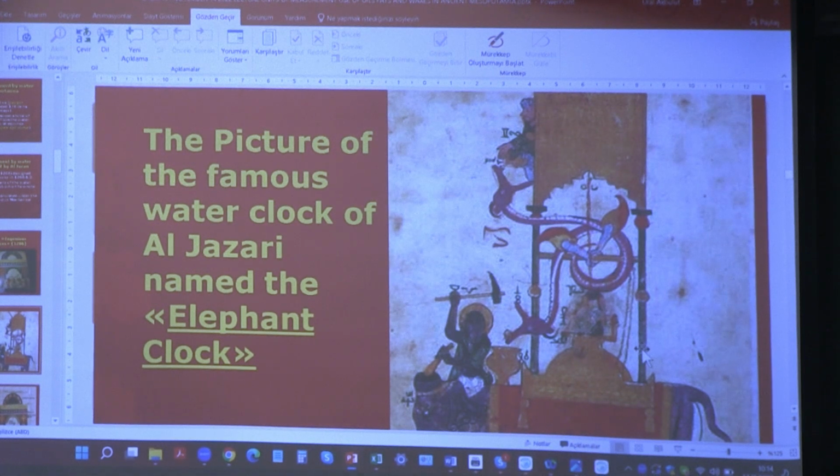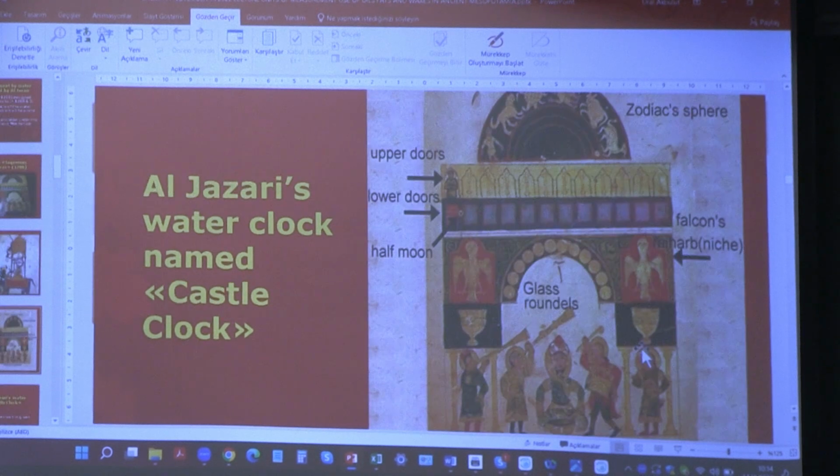Because you can see the elephant here, and you can see that there are some mechanical devices, and it's not only the water dropping, but also you can hear some music, some gongs. So he combined mechanics with water. Of course, in order to run a mechanical clock, you need energy. So he was using water energy, but he really developed very nice mechanical clocks.